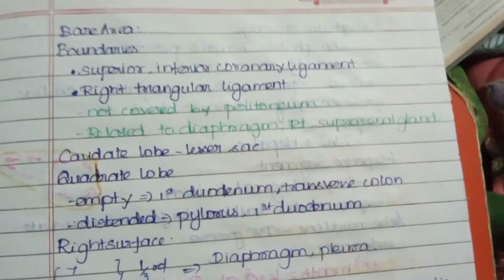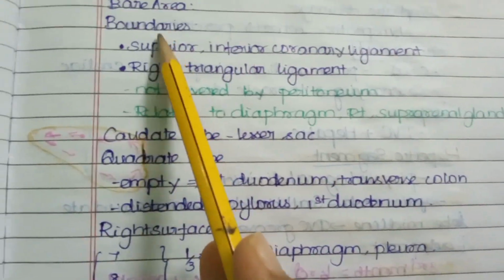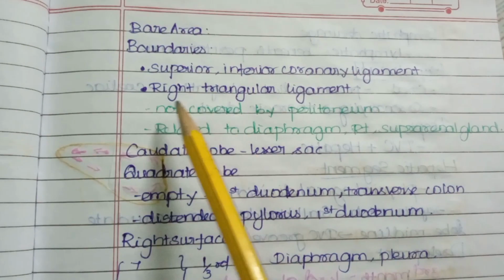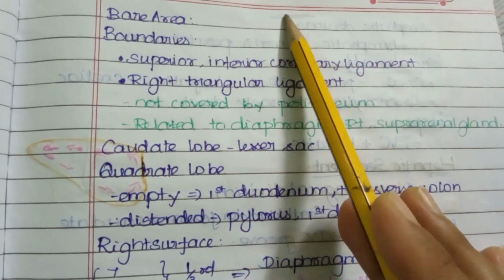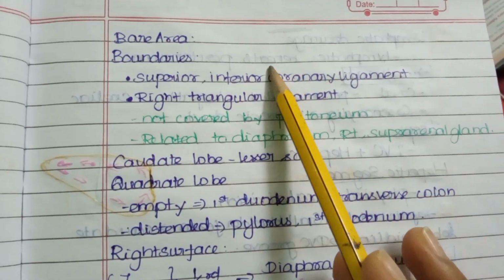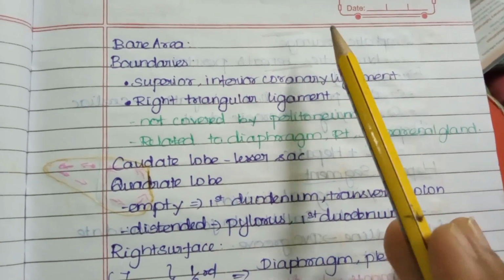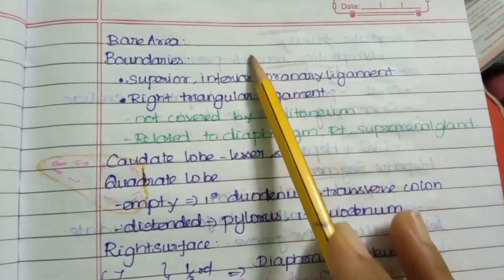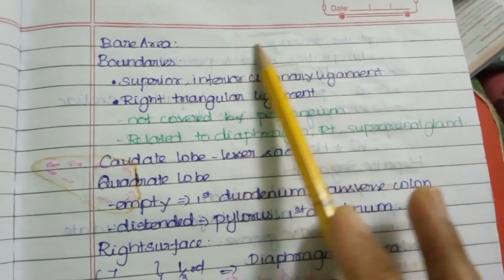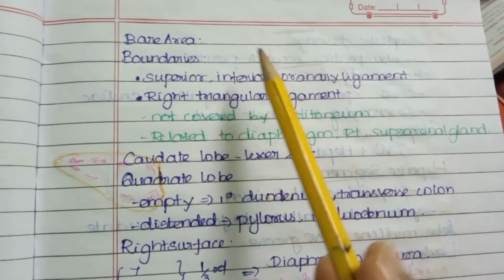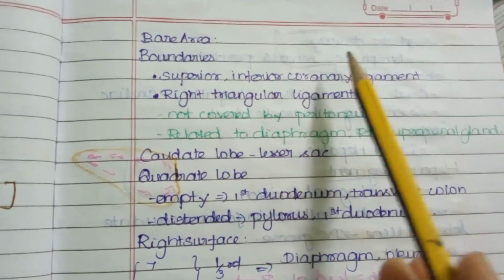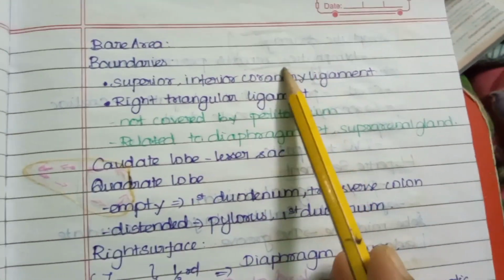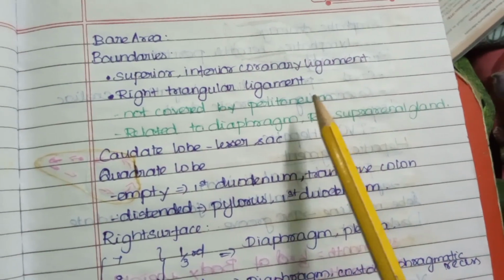Next, bare area, very important. Boundaries also needed. It is bounded by the superior and inferior layers of the coronary ligament, and on the right side by the right triangular ligament. This is the bare area. It is called the bare area because it is not covered by peritoneum, and it is related directly to the diaphragm and the right suprarenal adrenal gland.